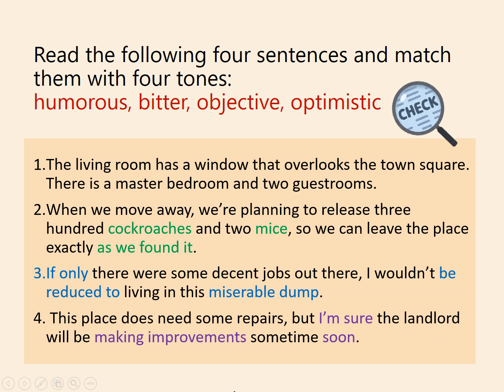In sentence 1, the author does not reveal feelings about this apartment. He simply states facts, so the tone is objective. In sentence 2, the author jokes about a revenge on the landlord by returning the apartment to the terrible condition it was when they first moved in. So the tone is humorous.